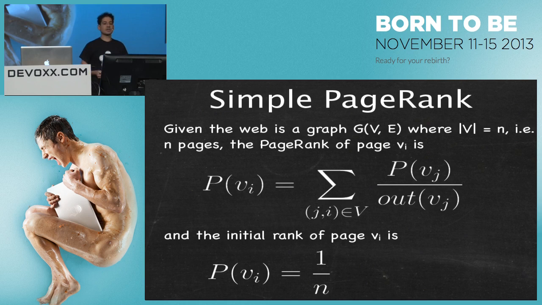Obviously, this sounds paradoxical, because you're saying, well, to work out the page rank of A, I need to know the page rank of B, C, and D. But to know the page rank of B, C, and D, I need A, and it seems like a circular argument. So what you do is you give it a starting value. And we say that the page rank of everything is just 1 over the number of vertices.